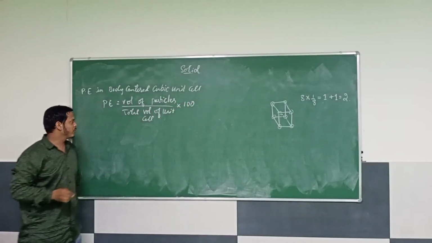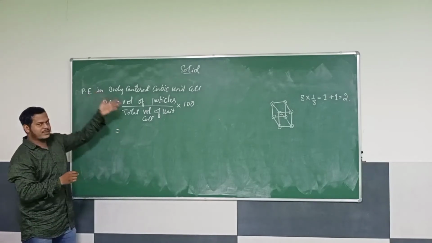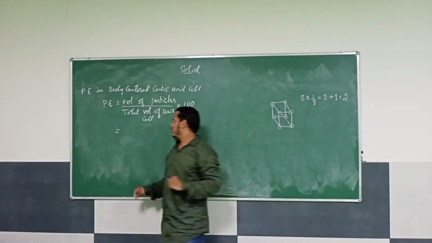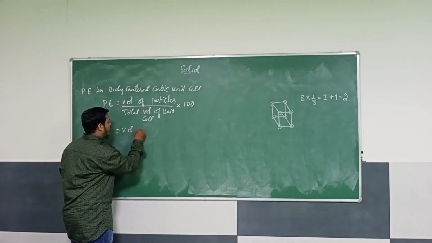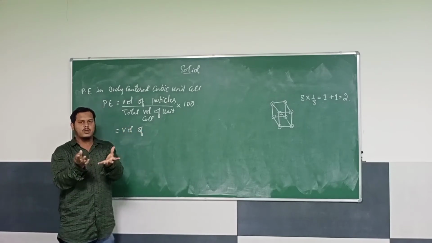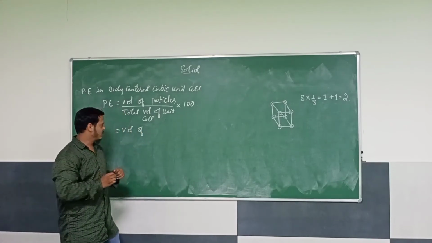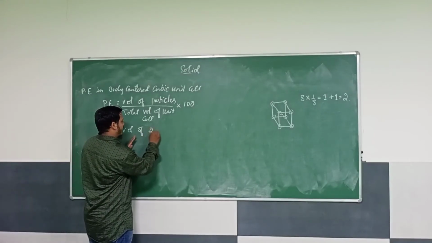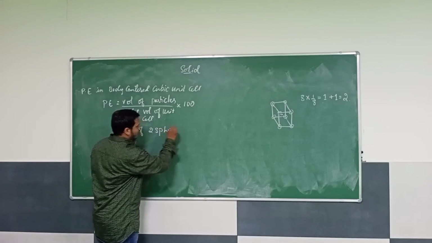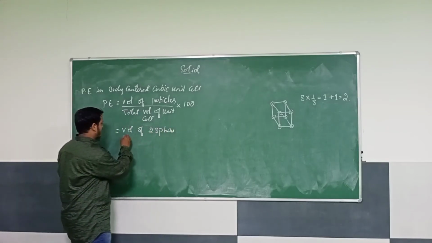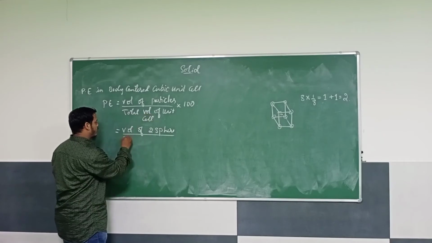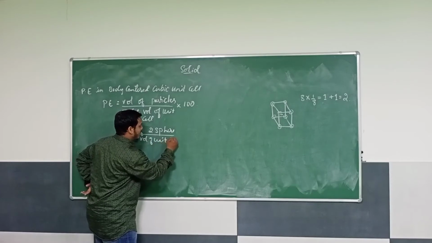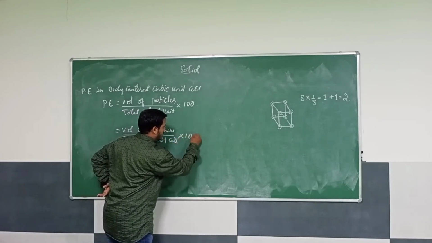When you talk about the body centered one, how many particles do we have? We have 2 particles. Each particle is in the form of a sphere because it is nothing but an atom. So I can say the volume of 2 spheres divided by total volume of unit cell, into 100.